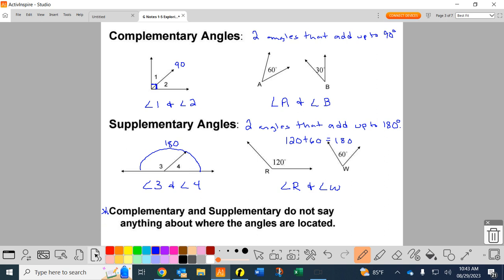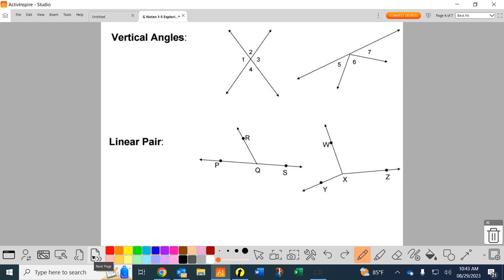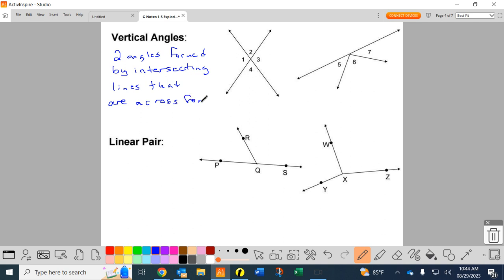Okay, here we go. Next ones, vertical angles and linear pairs. Guys, vertical angles are probably the most common out of this. There's nothing really hard about them, but they do tell you something about how you set up the problems for them. So vertical angles are going to be two angles formed by intersecting lines that are across from each other. That's not the word from, let me try that again. The pen did not write from. Across from each other.